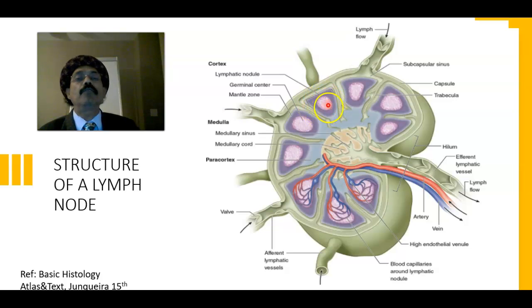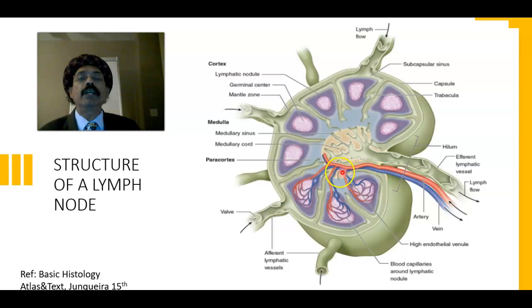The central part of the lymphatic nodule is light colored because it is the site of production of B lymphocytes, and the cell population is less here. This is called the germinal center. T lymphocytes are usually present at the periphery and also in the paracortex. And we have the blood supply here.